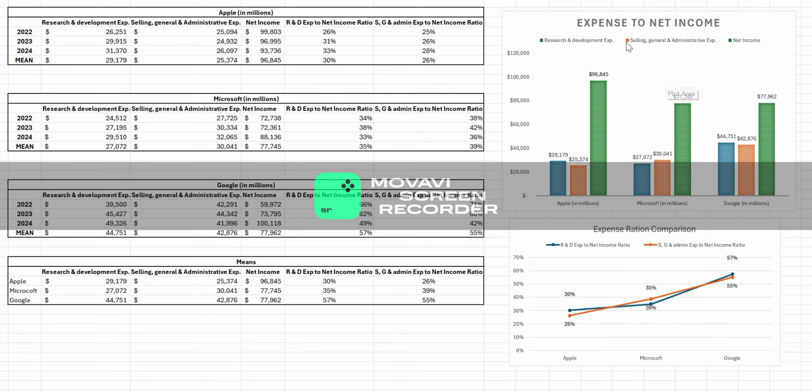And then here the expense to net income graph shows each expense compared to the overall net income for each Apple, Microsoft, and Google.